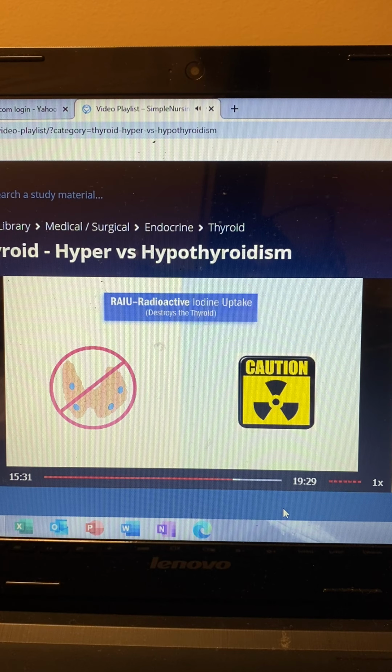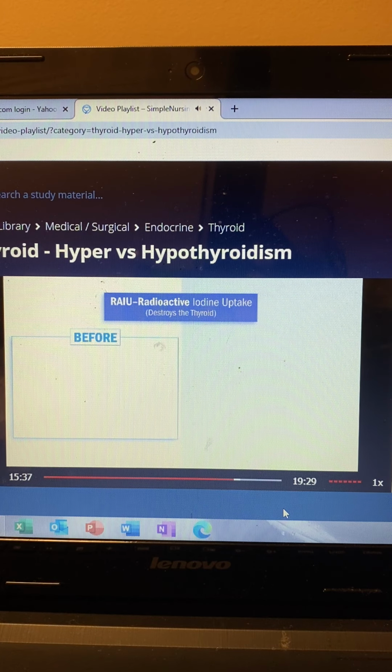So some common NCLEX select all that apply questions always come from this section. Guys, write these down. Before giving, we always ensure a pregnancy test is negative. We always remove neck jewelry and dentures. That one came up a lot in the NCLEX here. And 5 to 7 days before giving this drug, we hold any anti-thyroid meds.